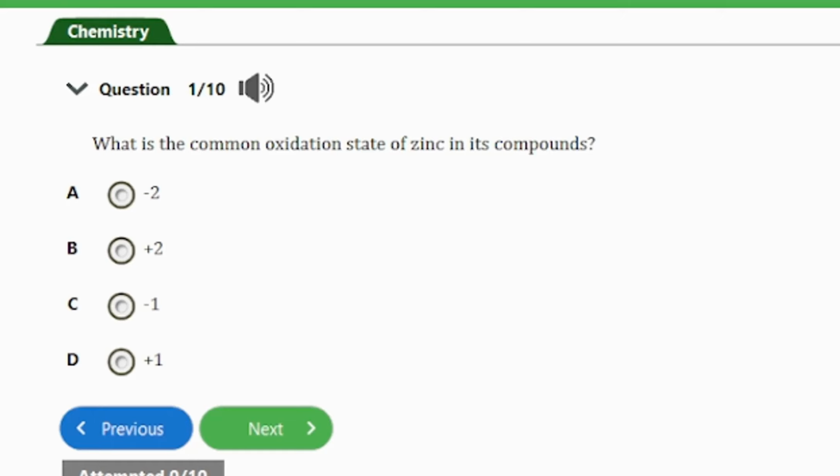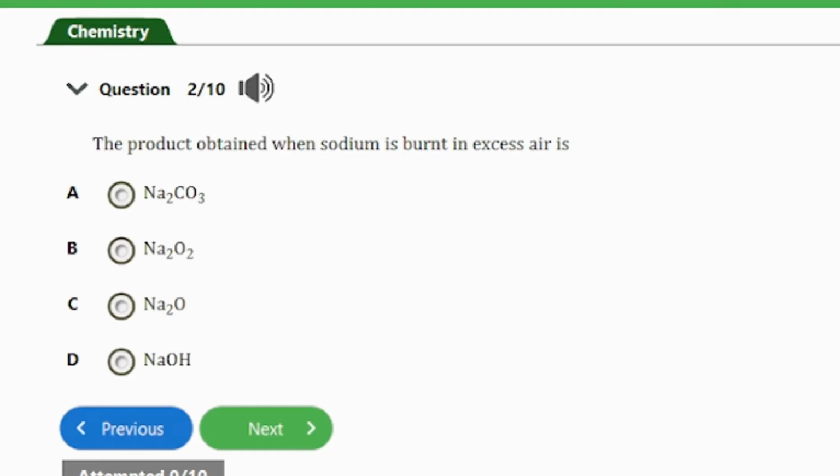So guys, we'll start with the first question, which says, what is the common oxidation state of zinc in its compounds? A, -2, B, +2, C, -1, D, +1. The answer to this question is option B. The common oxidation state of zinc in its compounds is +2. Zinc has a +2 oxidation state in its compounds. So let's look at the next question.